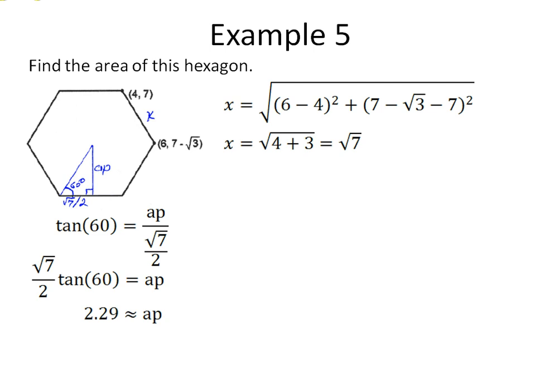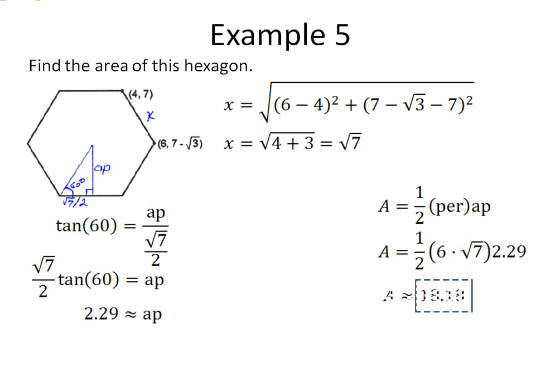Okay, now that we know the length of the side and we know the apothem, we're ready to find the area. So the area is equal to 1/2 of the perimeter times the apothem. So the area is equal to 1/2 of 6 times the square root of 7 times 2.29, which when we calculate that out, we get approximately 18.18. There were no units given this time, so there's nothing to be squared and attached to this.